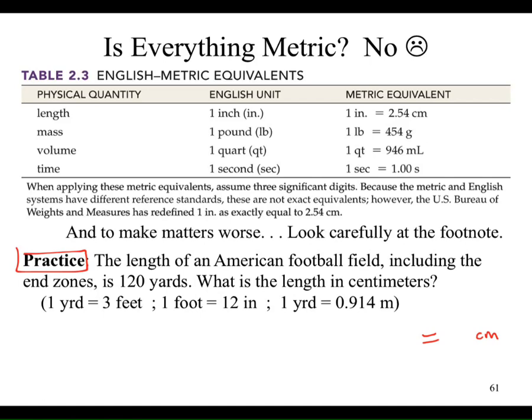The measurement I start with is 120 yards. Well, yards is not the same thing as centimeters, so just as before, we're trying to balance this out to make sure the units are equivalent on both sides of that equal sign. That's our fulcrum, and we're trying to balance these things out. So again, take a minute, see where you can go from this. If you can, please pause the video.